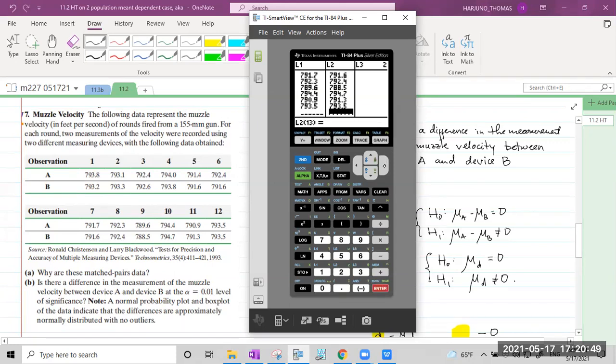Now then L3, go to the top again. Okay, you need to shift to the header. And then we do L1, observation A, minus L2, observation B. So L3 will give you the differences. Okay, now you go to stats, calculate, one var stats, L3.